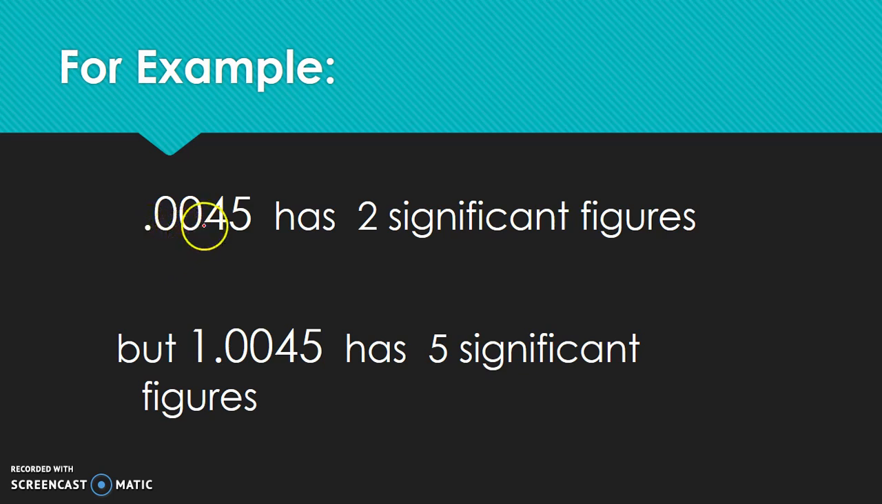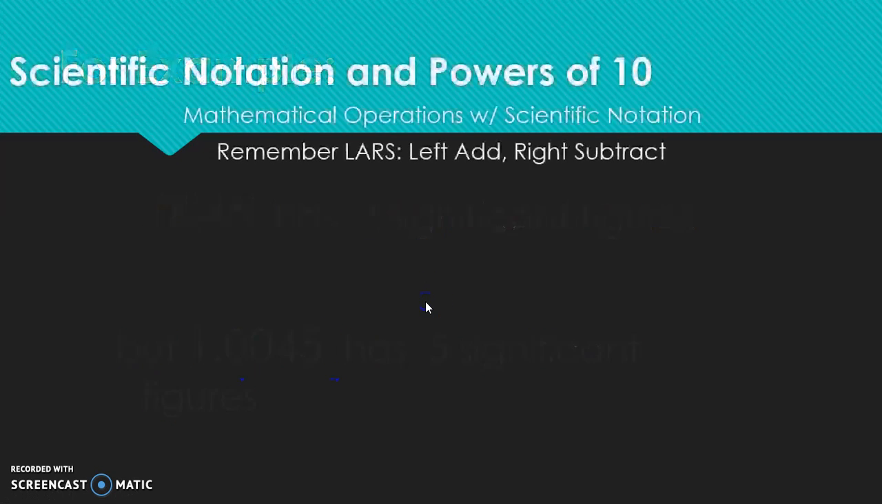We have 0.0045. You have to know that this has two significant figures. These zeros do not count. But if I added a 1.0045, this number is going to have 1, 2, 3, 4, 5 significant figures. All right, now moving on to scientific notation and powers of 10. A lot of you guys on that last lab had trouble graphing scientific notations, and maybe you need to review this topic again. Mathematical operations with scientific notation will also be covered on this slide.